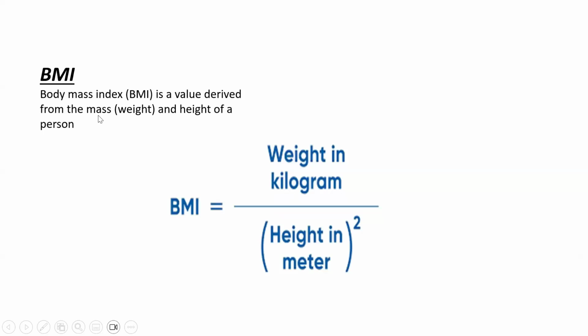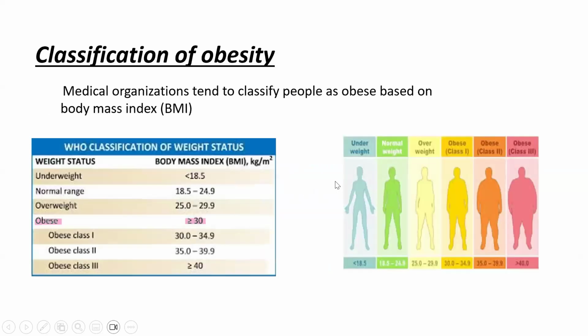BMI is the most commonly used variable, which is derived from the mass and the height of a person with the formula weight in kilogram over height in meter square. Medical organizations tend to classify people as obese based upon their BMI.